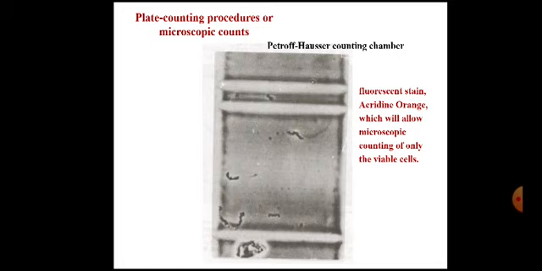So in order to improve the quality of the test, a fluorescence stain is added, for example acridine orange. This fluorescent stain will be taken up only by viable cells and not by non-viable cells or dead cells. So this is how the cells which contain this fluorescent stain will be considered as viable cells.